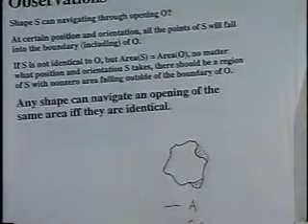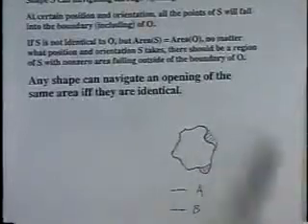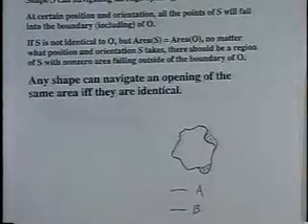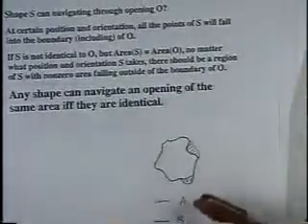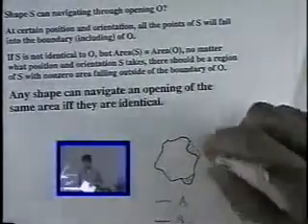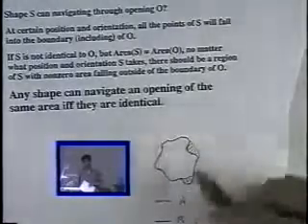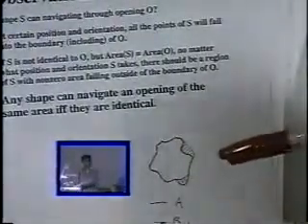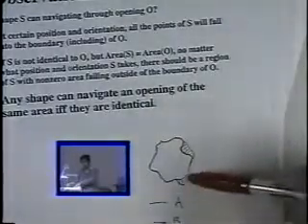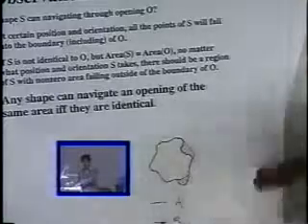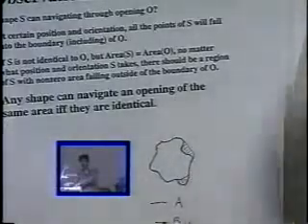A shape can navigate an opening if and only if they are identical, that is, of the same shape. For example, in this one, I use a red line to draw a shape, and the blue one is the opening. If the two are of the same area but not of the same shape, then the blue one will have some part outside of the boundary, so B cannot pass through A, and vice versa.